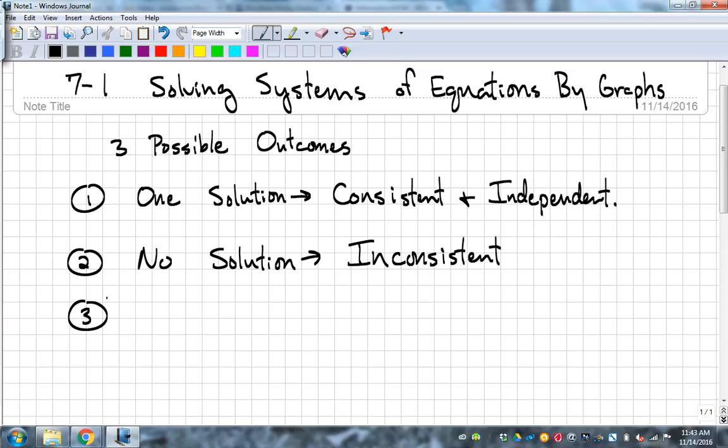The third scenario is that there's infinitely many solutions.